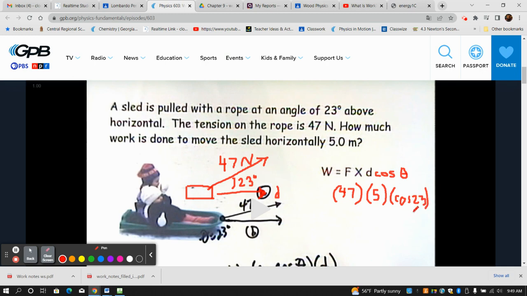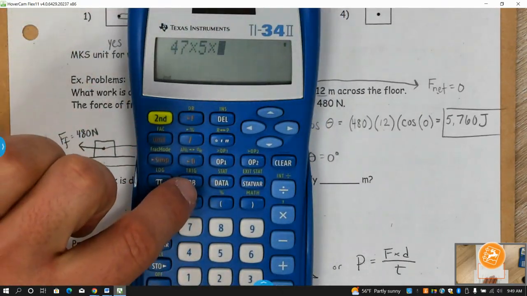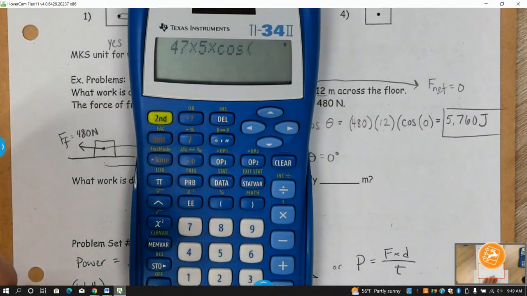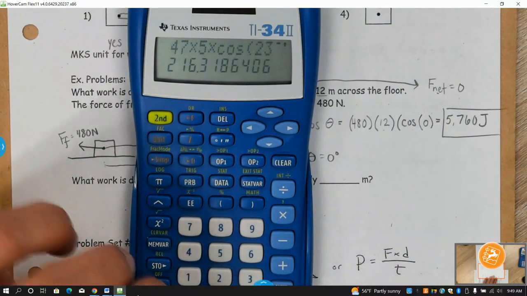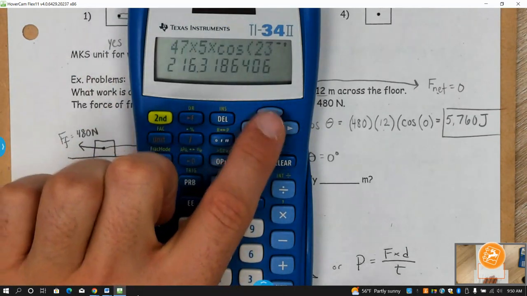So let's type that into your calculator. Everyone do that real quick: 47 times 5 times, do we remember how to get to the cosine function? Second, and then over to get cosine, and the degree was 23. How many people got 216.31? Very good. If you didn't, let me know real quick. That's fine.